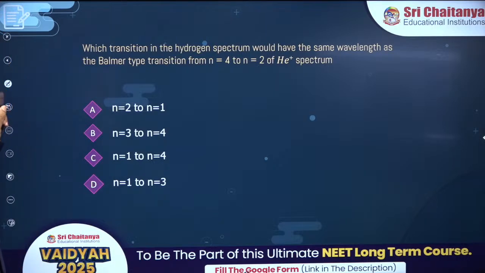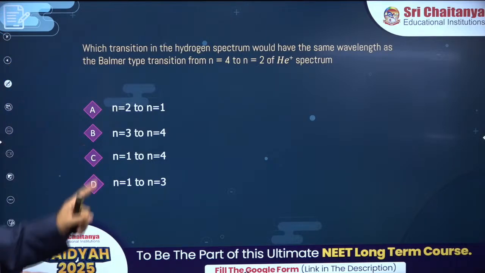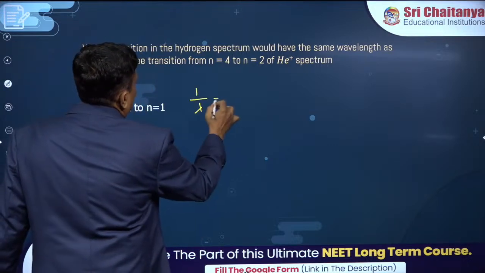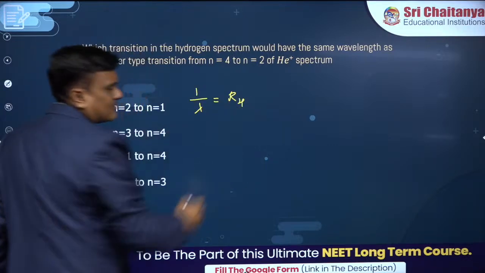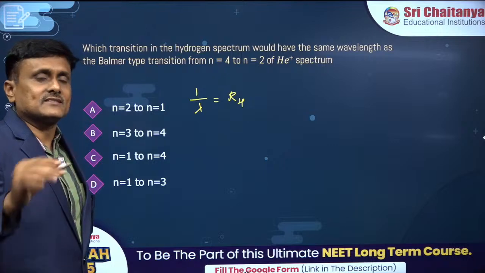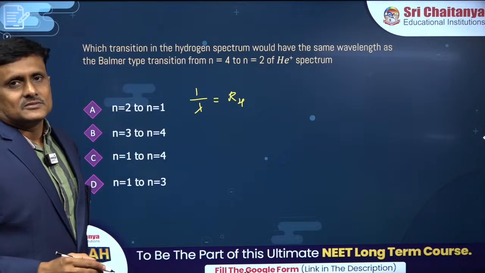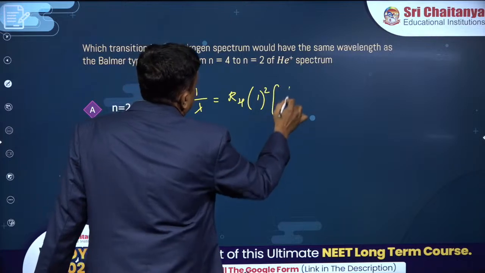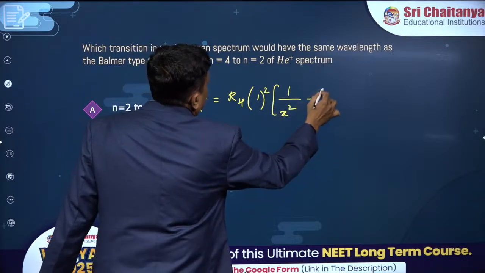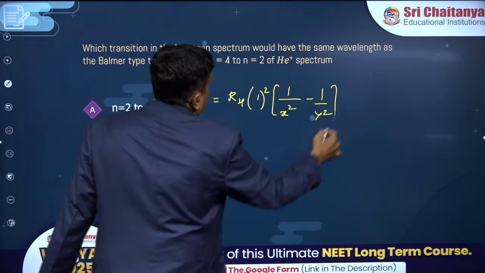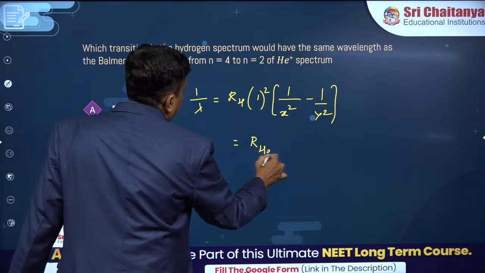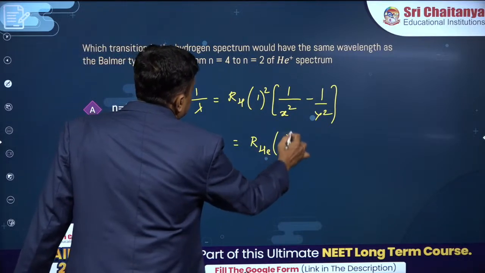Yeah, simple question, frequently asked. What transition in the hydrogen spectrum would have the same wavelength? Now, what you need to write is 1 by lambda for the hydrogen atom. Don't try to substitute. Never ever substitute the Rydberg constant. It somewhere gets cancelled. You just see. Hydrogen is asking what transition. I'll assume some transition from Y to X will have the same wavelength as that of helium.